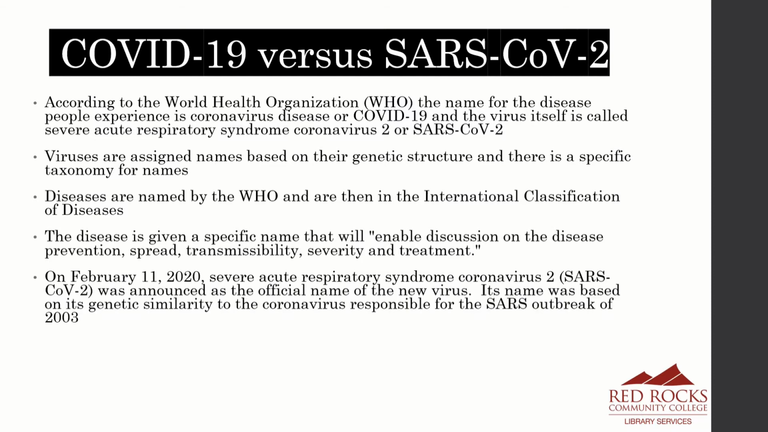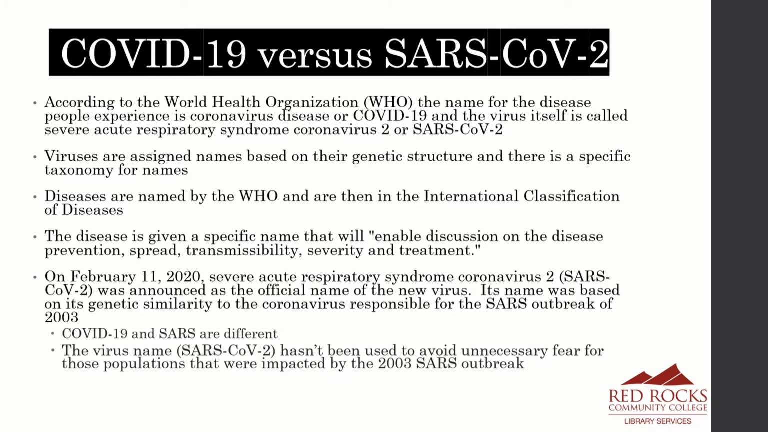On February 11, 2020, severe acute respiratory syndrome coronavirus 2, aka SARS-CoV-2, was announced as the official name of the new virus. Its name is based on its genetic similarity to the coronavirus responsible for the SARS outbreak of 2003. However, while genetically related, the two viruses are different. You may be wondering why the virus's name is not usually used when talking about coronavirus. It is partly to avoid unnecessary fear for those populations that were greatly impacted by the 2003 SARS outbreak.